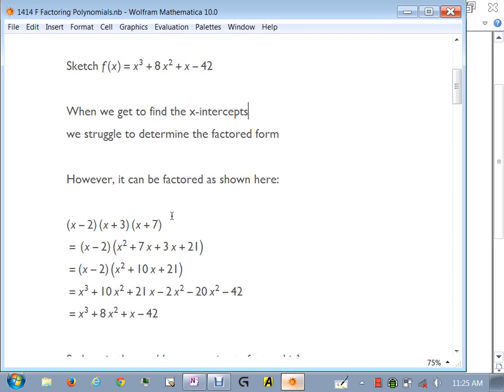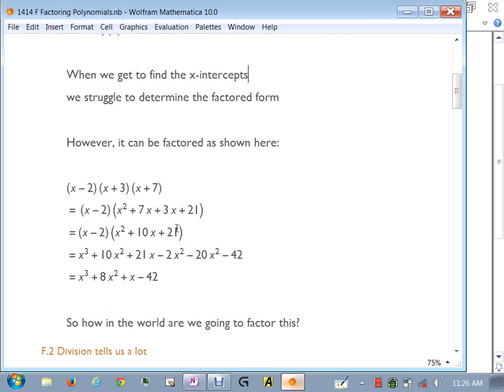I proved to you that it can be factored. And the way I do it is, here's the answer. This is what we're trying to factor. Here's what it factors to be. Now, don't ask me how I got there yet, but I'm going to show you that this is equal to this.